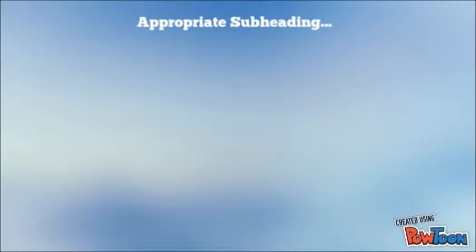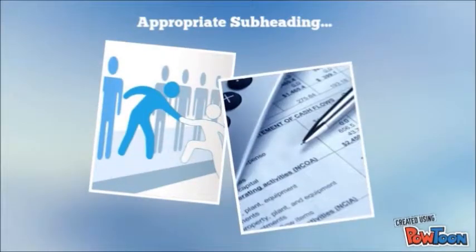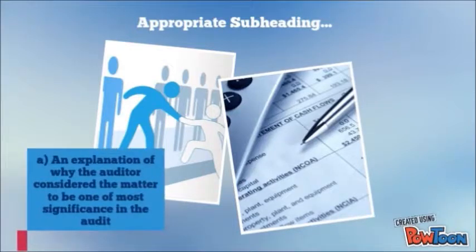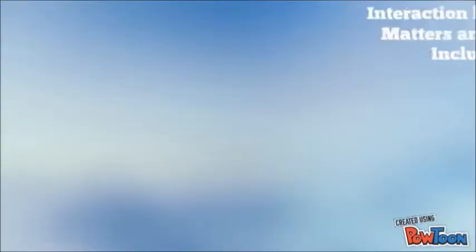The auditor shall describe each key audit matter in the Key Audit Matters section using an appropriate subheading. The description of each key audit matter shall include an explanation of why the auditor considered the matter to be one of most significance in the audit and, to the extent the auditor considers it necessary as part of this explanation, its effect on the audit, and a reference to the related disclosures in the financial statements.